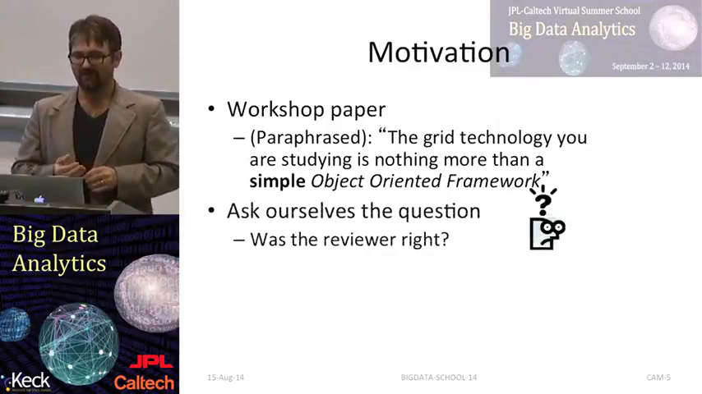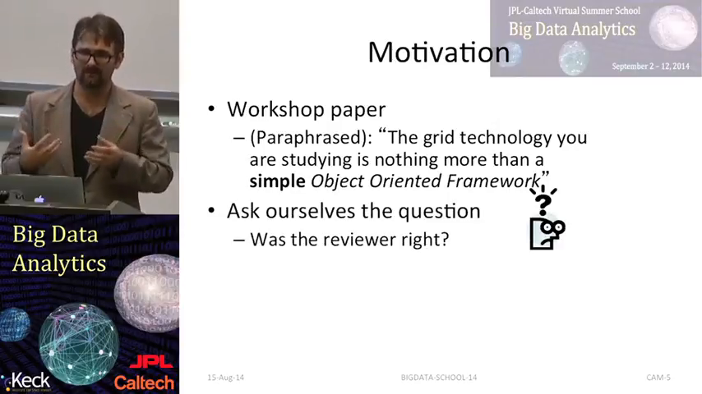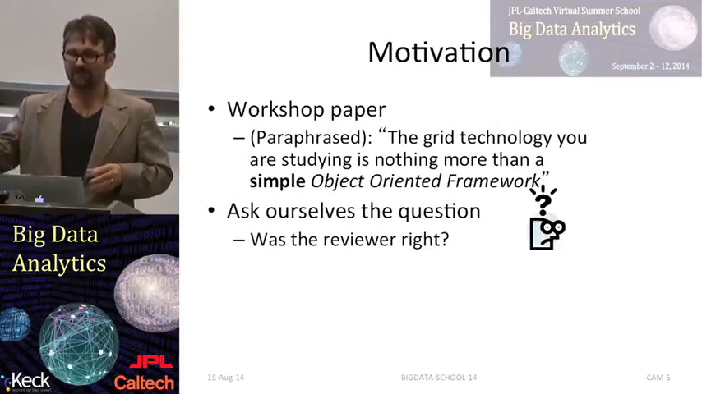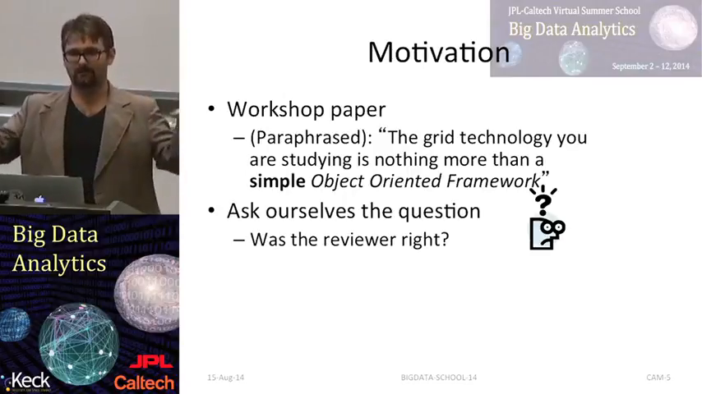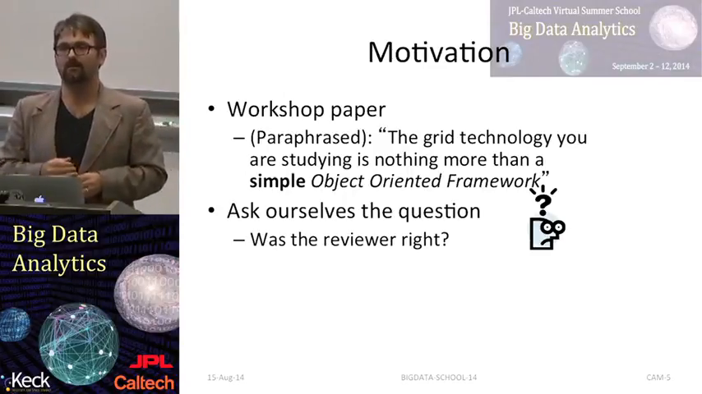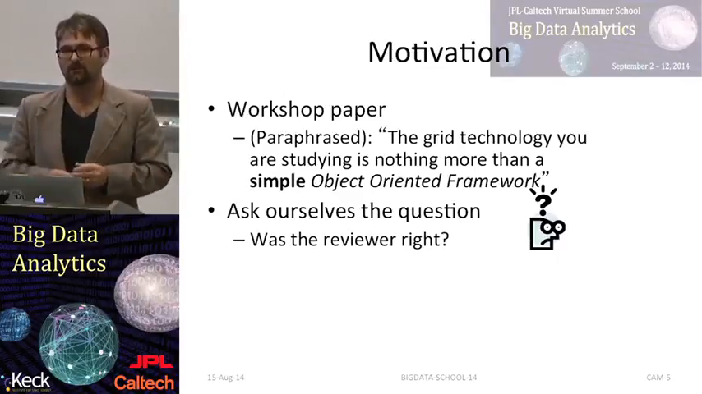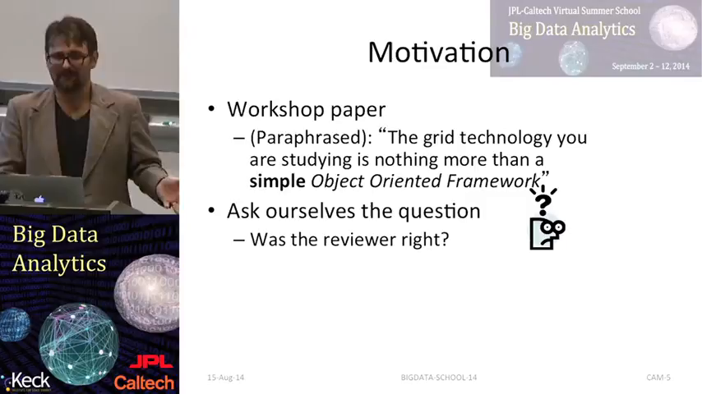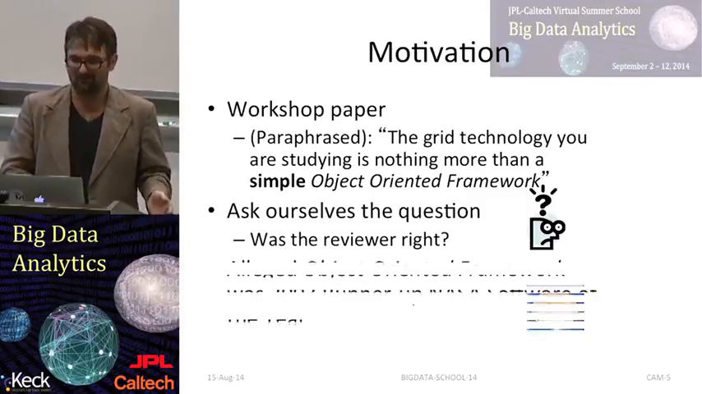So we scratched our heads and asked, was the reviewer right about this? A simple object-oriented framework really seems to fit at least the definition of grid computing in terms of the anatomy and physiology papers and the current literature at the time. So we were wondering, is the reviewer right? How do they know that? And we were also kind of annoyed with the review that we got.